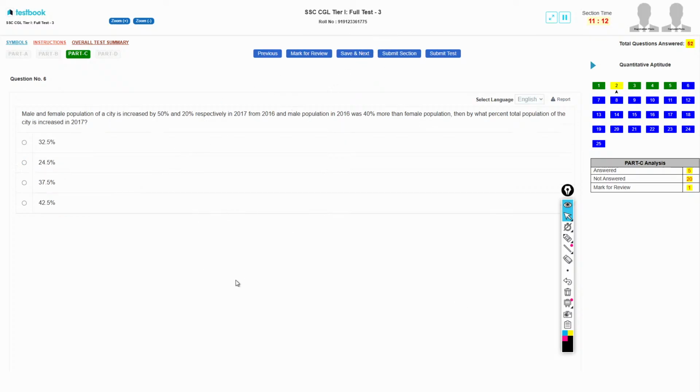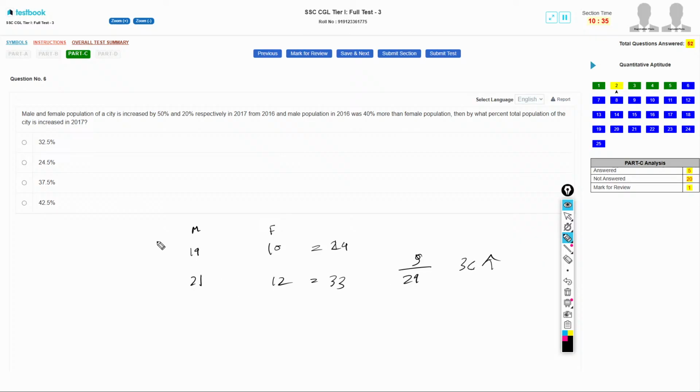Male and female population in the city increases by 50 and 20% respectively. Male population in 2016 was 40% more than female. So earlier it was female and male 40, 40. Now they are saying 10, 20, so 12 and 50%, 21. What percent of population of the city increase? So previously it was 24, now it is 33. So the increase is of 9 in 24. So 4 times 36, just above 36, 37 point something.